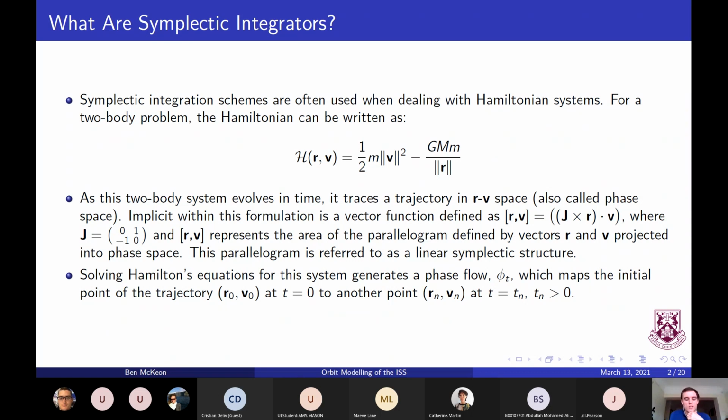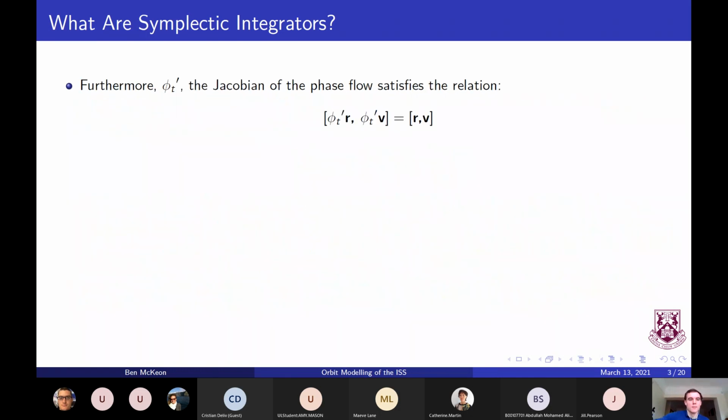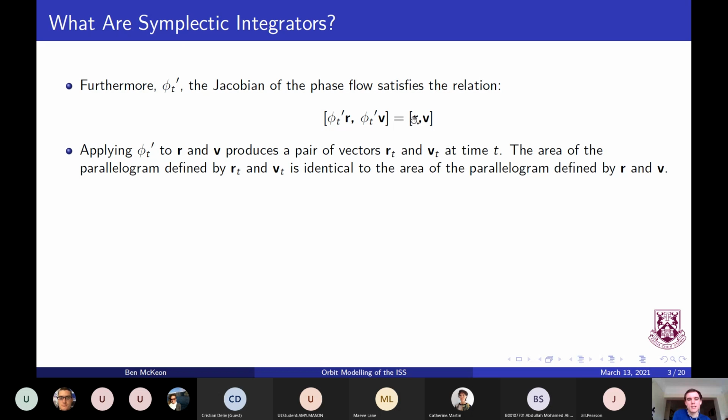Then if we solve Hamilton's equations for this system, which basically involves differentiating this Hamiltonian equation with respect to V and then again with respect to R, we generate what's called a phase flow, which maps the initial point of the trajectory to some other point at a later stage in time. And then for this flow, the Jacobian, which describes the derivatives of this system, is related to the flow by the relation. And basically this quantity describes the area of that parallelogram that is mapped out by the two vectors at an instance in time.